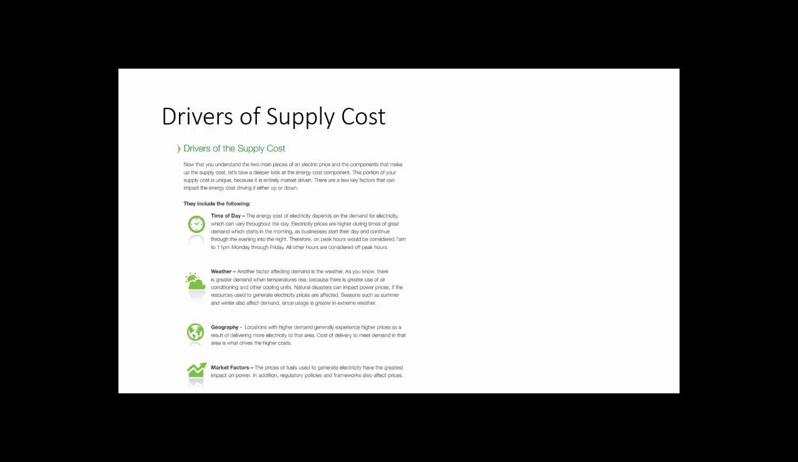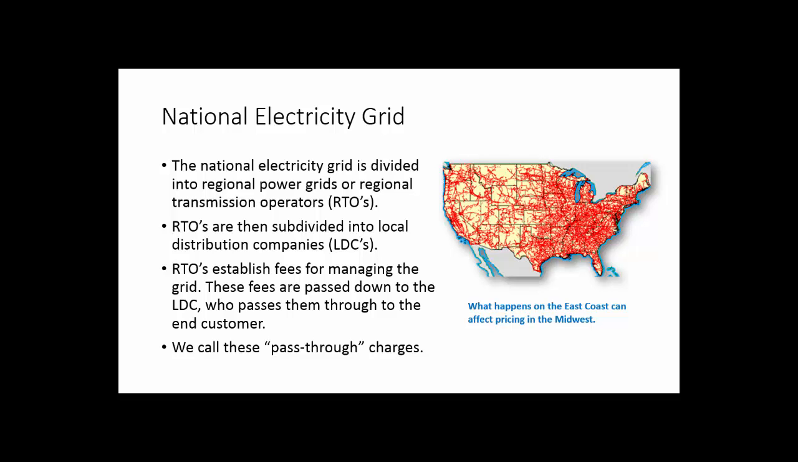Let's go over the national electricity grid. The national electricity grid is divided into regional power grids, or regional transmission operators, RTOs. RTOs are then subdivided or provide power to local distribution companies, LDCs. RTOs establish fees for managing the grid. These fees are passed down to the LDC, who pass them through to the end customer. We call these pass-through charges. Therefore, you can see that the entire country is connected by the way that we are supplied energy.